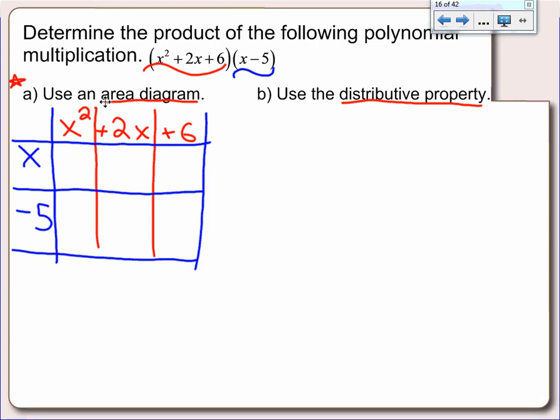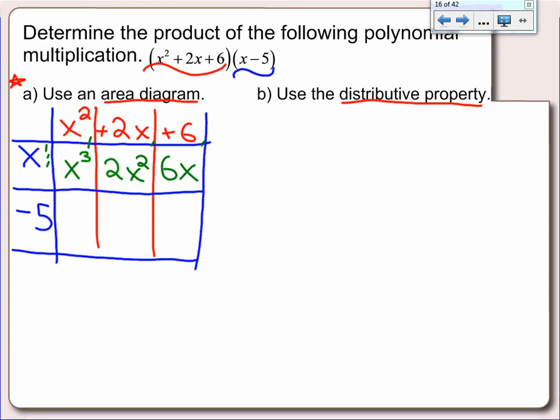So for instance, if we had x squared and x, and we multiply those together, we get x to the power of 3, because we would add the exponents. If we had x times 2x, you would have 2x squared. Remember, numbers go with numbers, so coefficients go with coefficients, and letters go with letters, so the x times x gives us the x squared. Our third box over here, 6 times x gives us 6x. And we start to fill out the bottom.